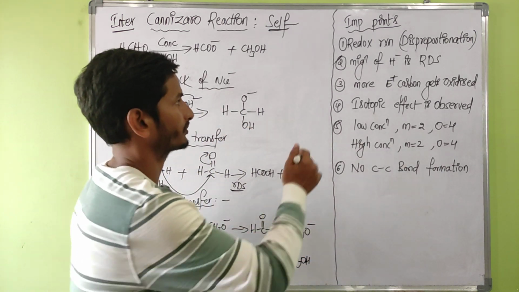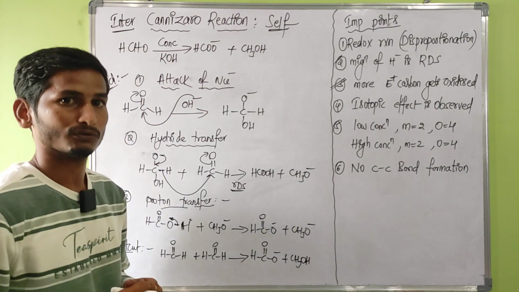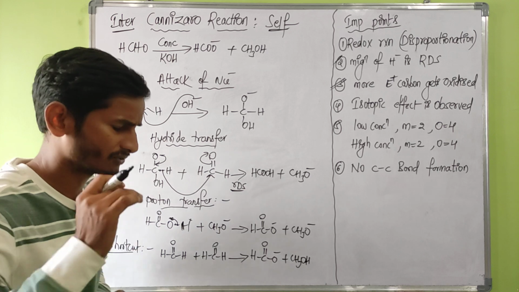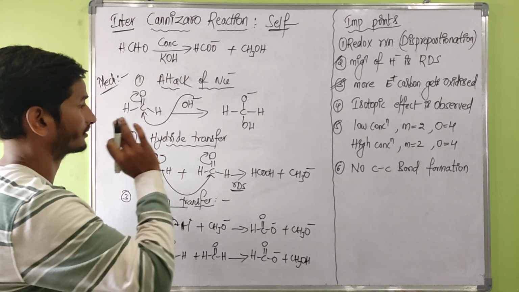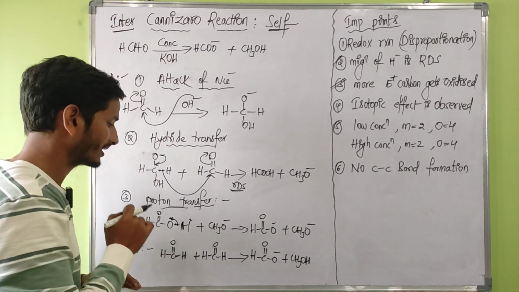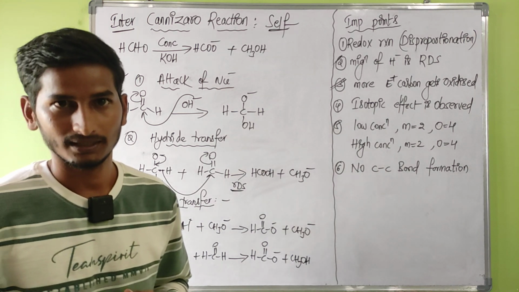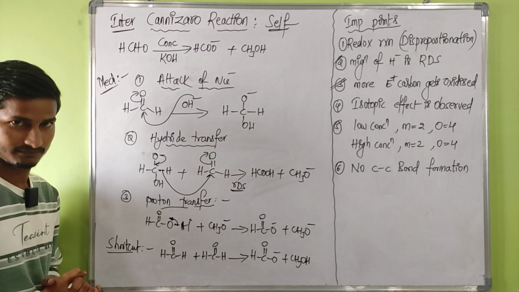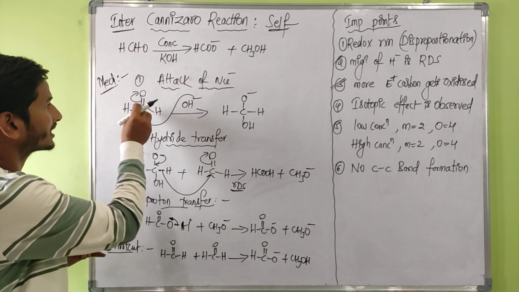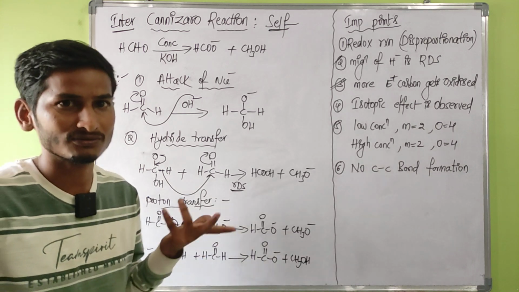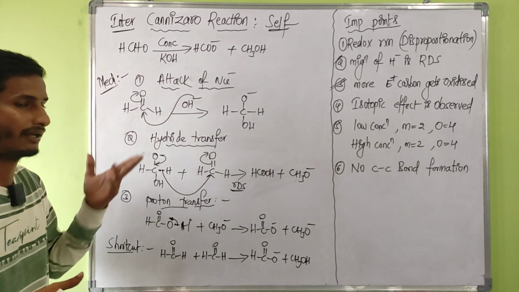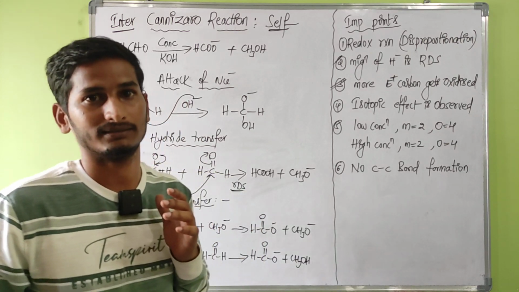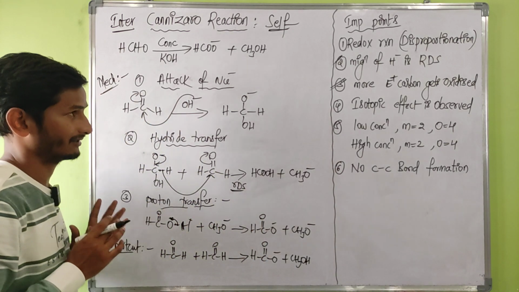Coming to the next point, which is very important for solving the questions: the more electropositive carbon gets oxidized. If you observe clearly, as I mentioned, one gets oxidized and the other gets reduced. Which one gets oxidized and which one gets reduced? The carbon with the more positive charge gets oxidized, because the base will be attacking the carbon having the more positive charge, right? Here the base has to come and attack, no? Whenever there is a more positive charge on the carbon, the base attacks easily. One gets oxidized and the other gets reduced.